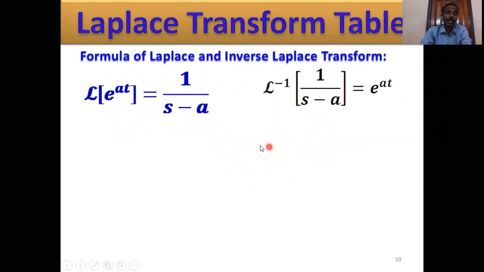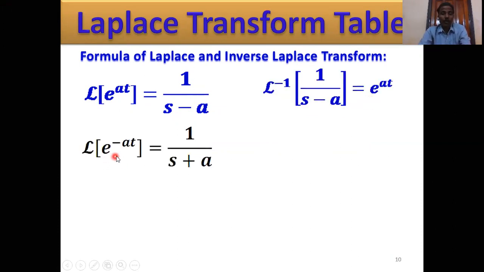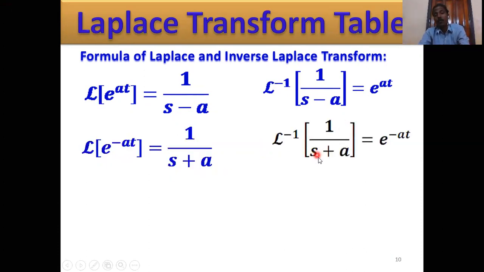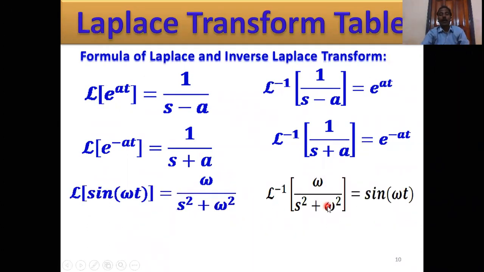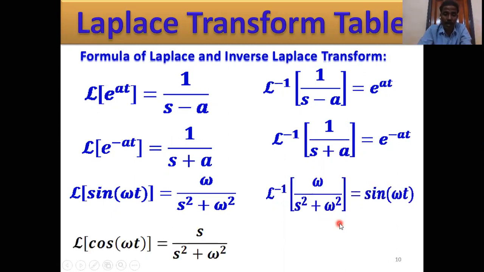So these are all Laplace transform formulas. And other formulas: the Laplace transform of e to the power at equals 1 by s minus a. Similarly, the inverse Laplace of 1 by s minus a equals e to the power at. The Laplace transform of e to the power minus at equals 1 by s plus a. Similarly, the inverse Laplace of 1 by s plus a equals e to the power minus at. The Laplace transform of sine omega t equals omega by s square plus omega square. The inverse Laplace of omega by s square plus omega square equals sine omega t. And the Laplace transform of cos omega t equals s by s square plus omega square.